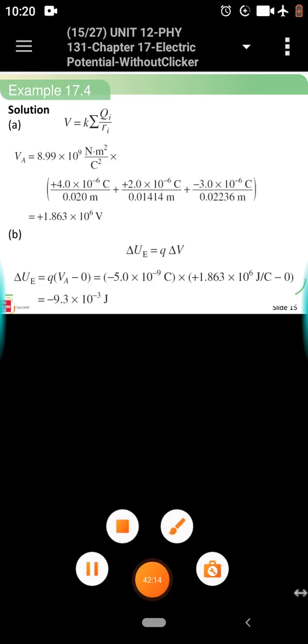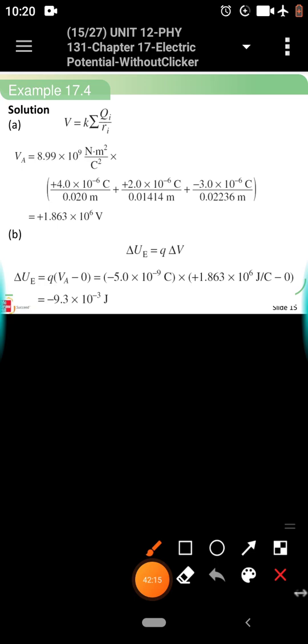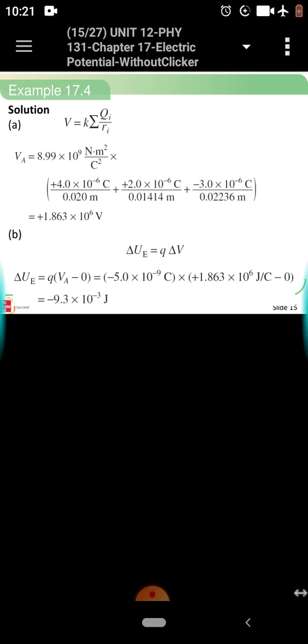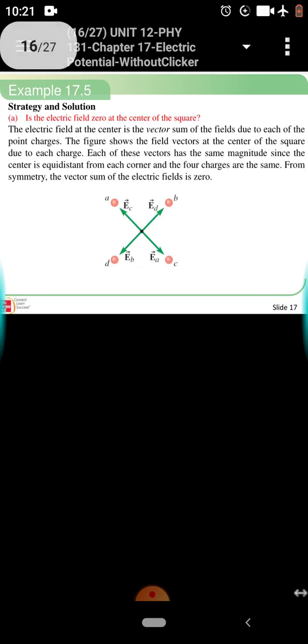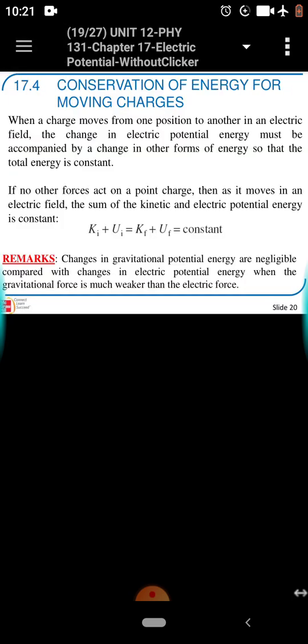So we have worked out this part. We have worked out VA, the potential at A. We were given this Q, and we have worked out the potential at A. Hence, the electric potential energy is this. Now let's go over this quickly.